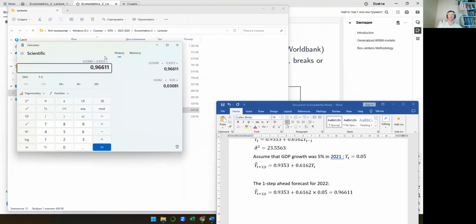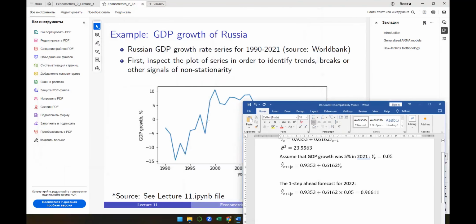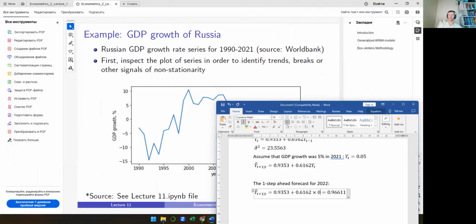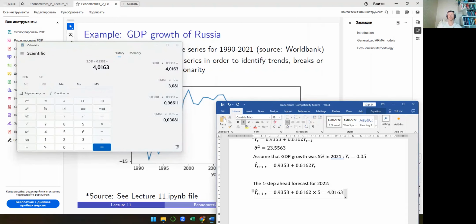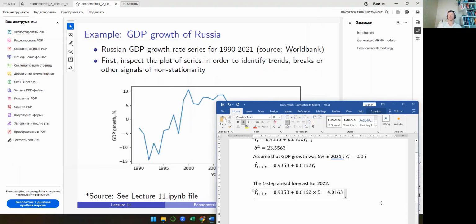Well, something strange, isn't it? Yeah, this must be in like 5, not 5%, just 5. So 0.6162 times 5 plus 0.9353. So yes, 4.0163, like this, percent. Right? But again, if you give this forecast without any additional information, this is going to be very weak and not practical. So we need to build a 95% confidence interval.